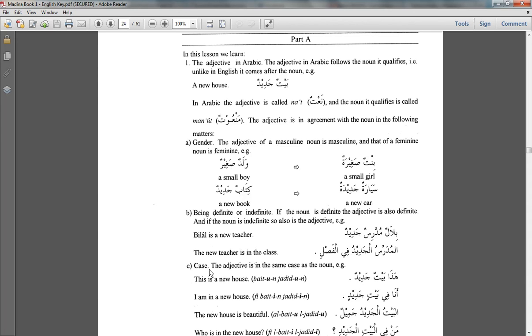Case, meaning the haraka. The haraka of the mawsuf will be the same as the sifa. Okay, the adjective is in the same case as the noun. For example, هذا بيت جديد. So بيت has a dhamma, جديد has a dhamma. This is a new house. أنا في بيت جديد. I am in a new house. So because of fi, بيت got a kasra. So جديد also gets a kasra. أنا في بيت جديد.